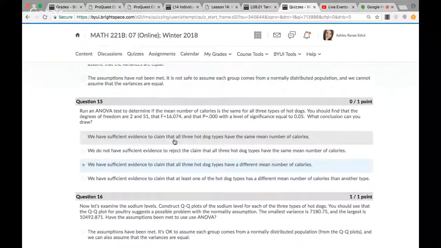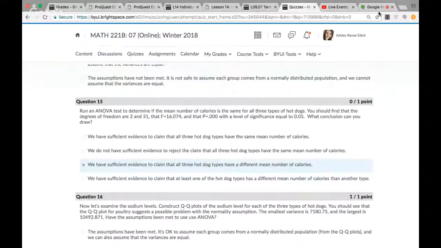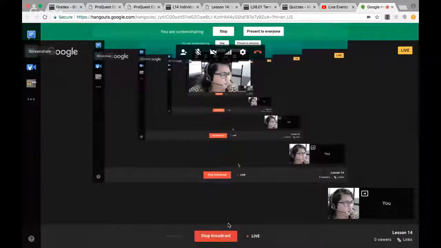So we can just go back and do that on our own. That at least one of the hot dog types has a different... wait, or is it the last one? We have sufficient evidence to claim that at least one of the hot dog types... I think it's that one. I think so too. The last one. Okay, sounds good. Cool. Last one.